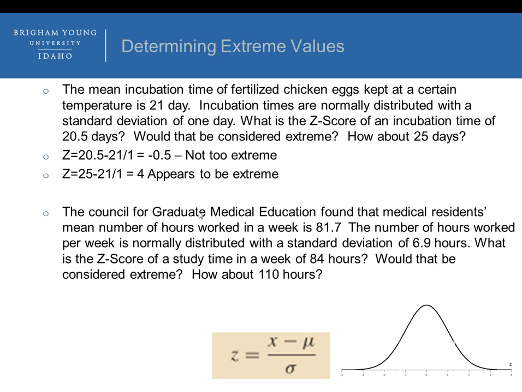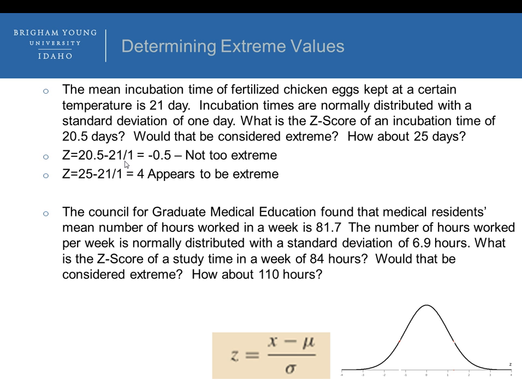So for instance, the mean incubation time of a fertilized chick egg kept at a certain temperature is 21 days. Incubation times are normally distributed with a standard deviation of 1 day. What is the z-score of an incubation time of 20.5 days? Would that be considered extreme? And how about 25 days?